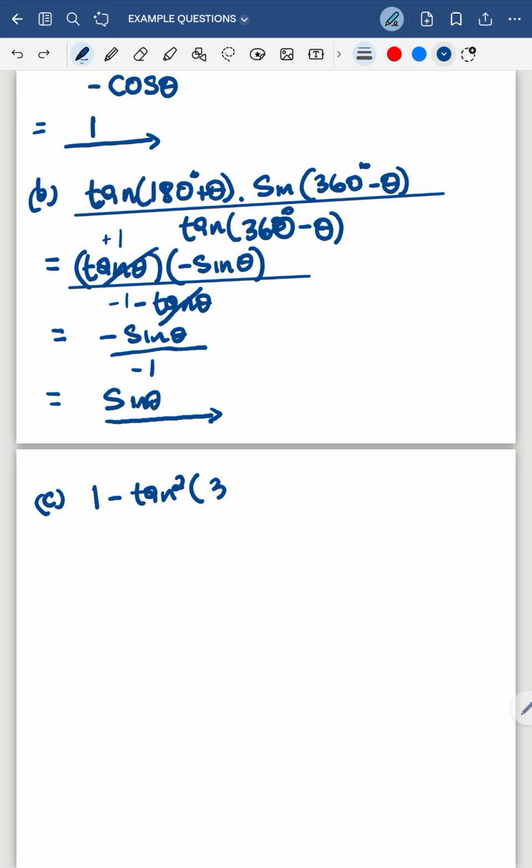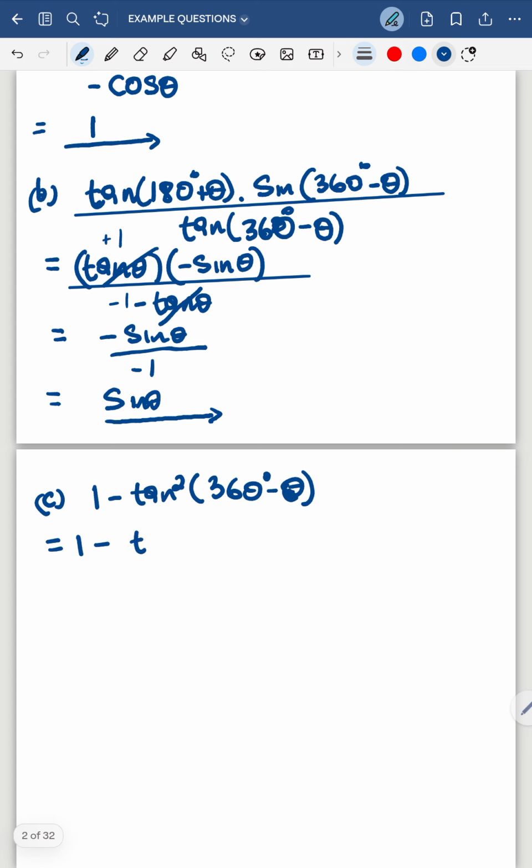I know it's going to be a confusion. 360 degrees minus theta, close brackets. Then, what does this mean? It means now 1. So you're going to write an equal sign. Equal sign is very important to show that this is equal to this.